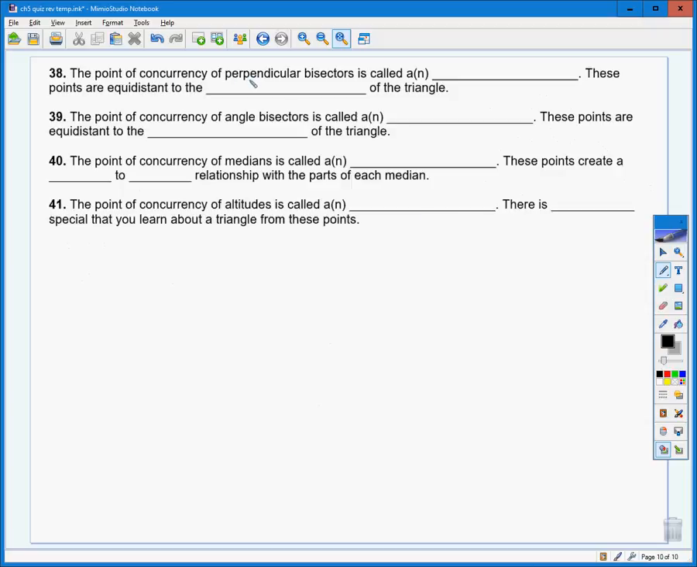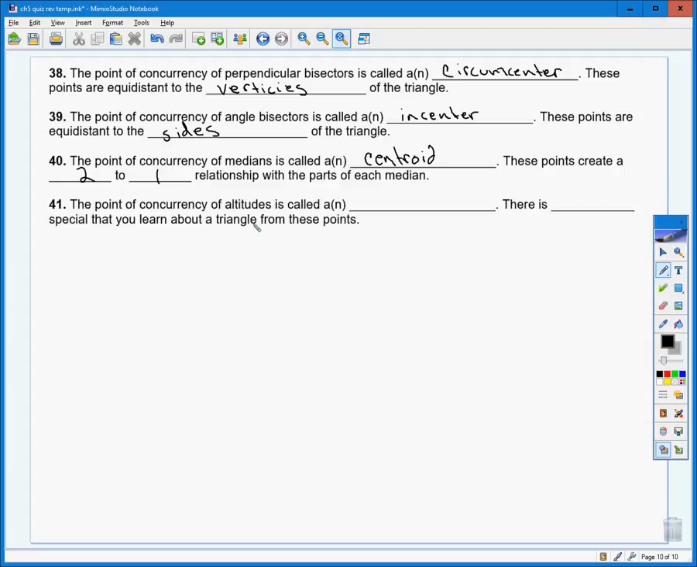You should know your vocabulary. The point of concurrency of the perpendicular bisectors is called the circumcenter. These points are equal distance to the vertices of the triangle. The point of concurrency of the angle bisectors is called the incenter. These points are equal distance to the sides of the triangle. The point of concurrency of the medians is called a centroid. These points create a 2-to-1 relationship with the parts of the medians. The distance from the centroid to the vertex is twice as big as the centroid to the side.